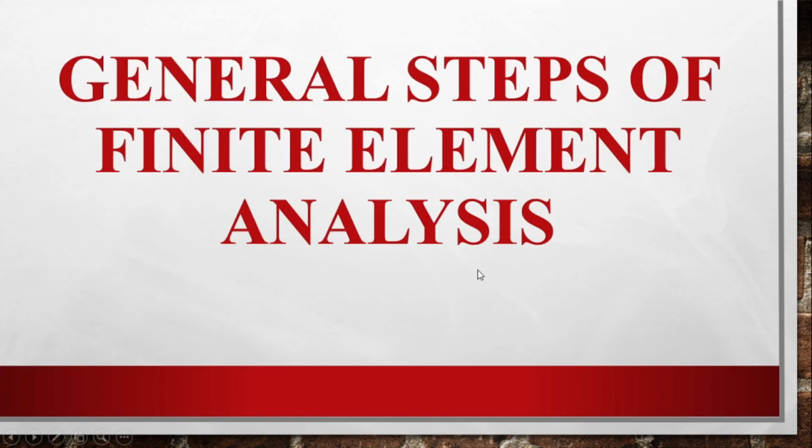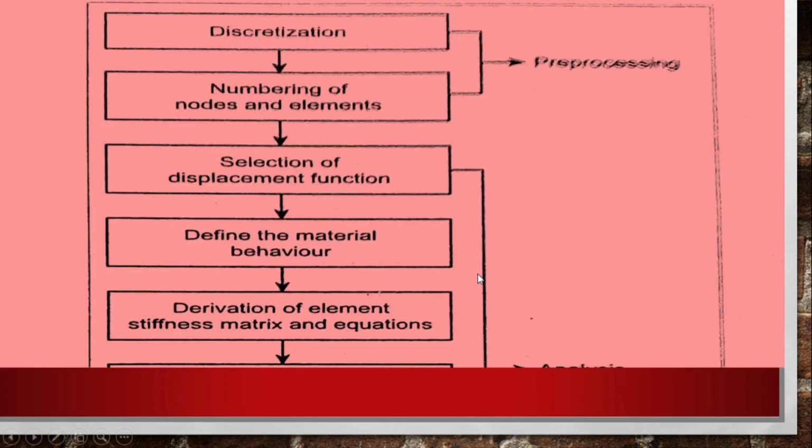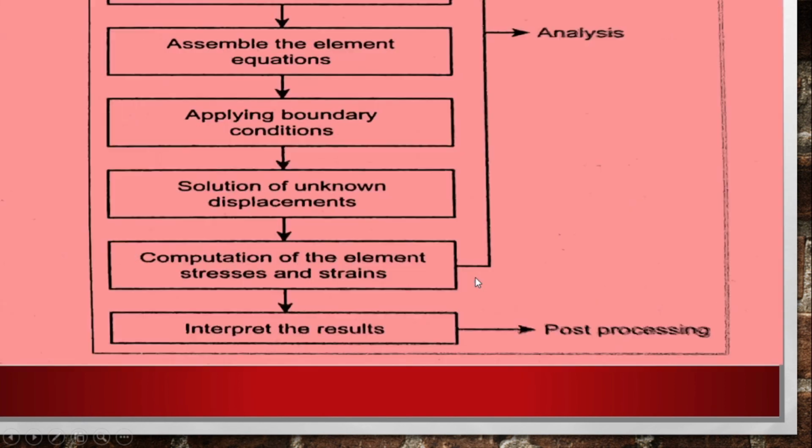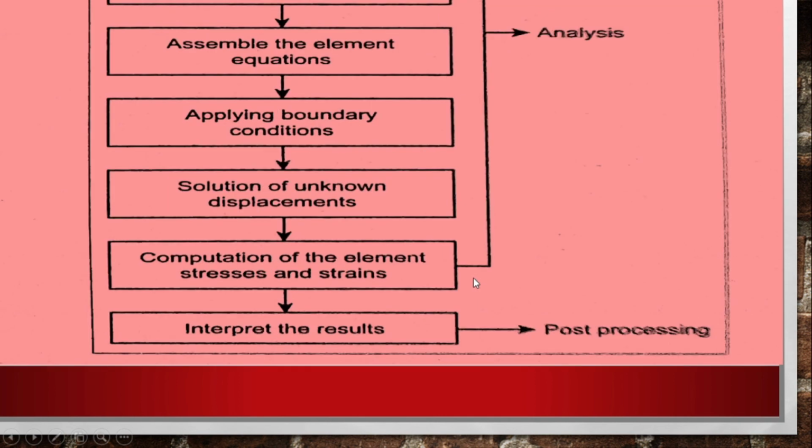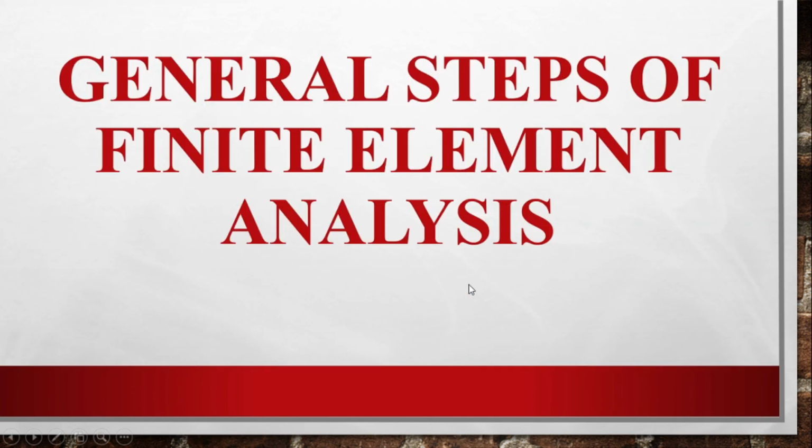So these are the general steps of finite element analysis that we studied in three different categories: pre-processing, analysis, and post-processing. So we get a clear view of these general steps of finite element analysis in the three terms: pre-processing, analysis, and post-processing.